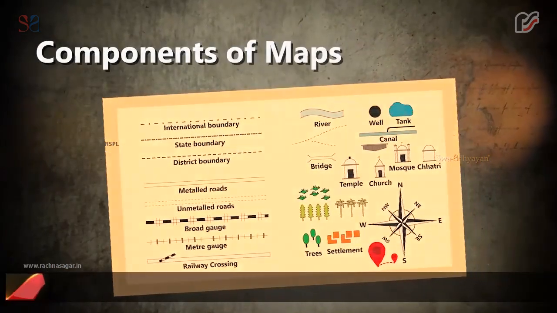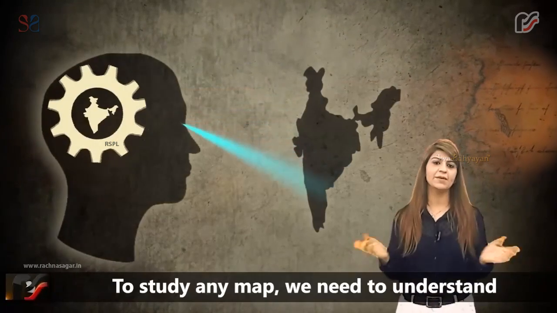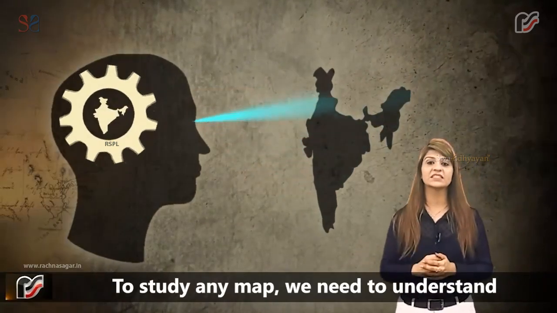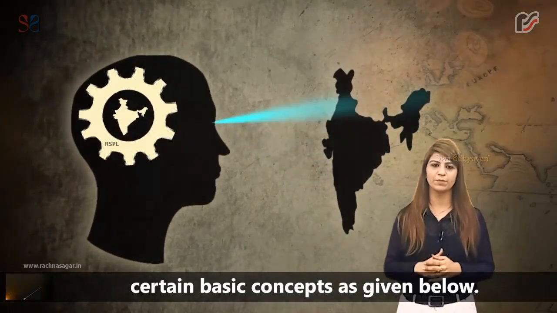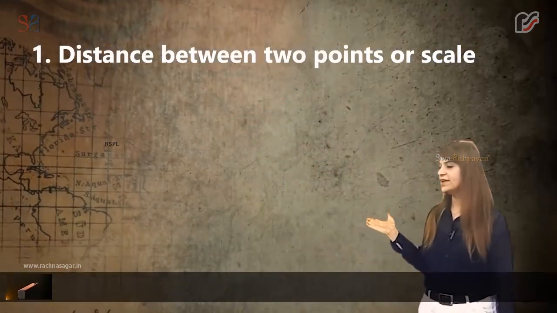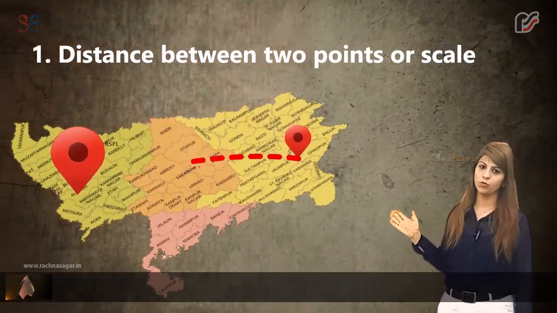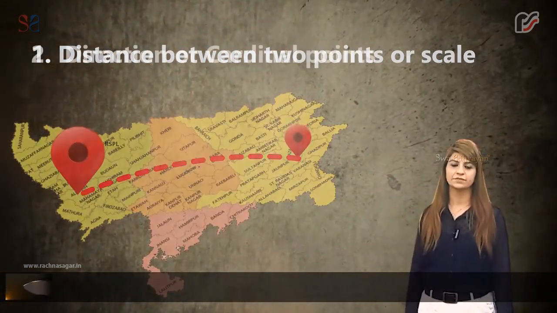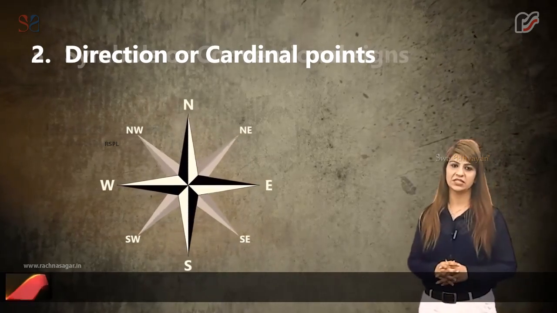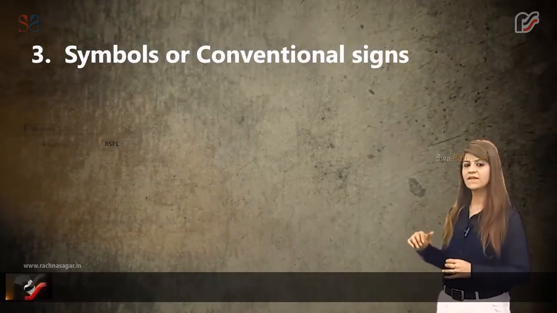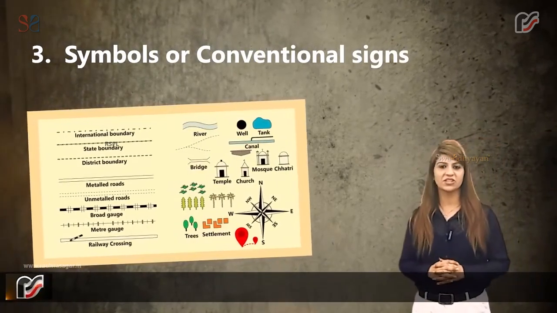Components of maps. To study any map, we need to understand certain basic concepts as given below. Number one, distance between two points or scale. Number two, direction or cardinal points. Number three, symbols or conventional signs.